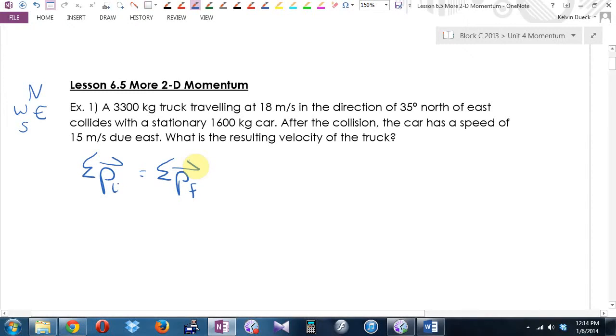Before the collision, what's moving? The truck, the car, or both? The truck? You know what? I'll use T for truck and C for car instead of 1 and 2 since that works well. So I'm going to go like this then. Momentum of truck initial, it's a vector. Wham! They collide. After the collision, what's moving? The truck, the car, or both?